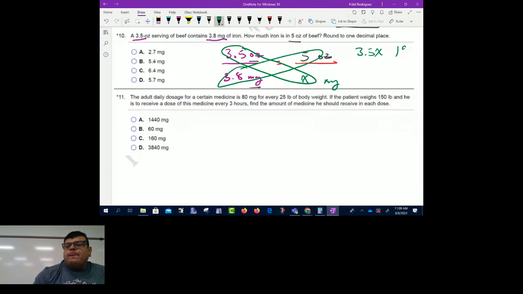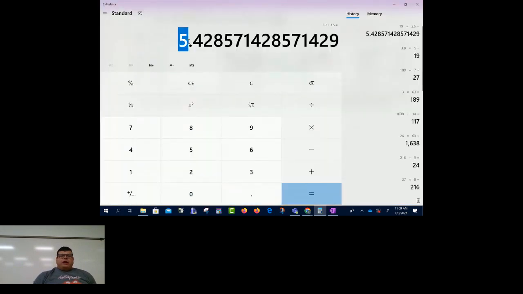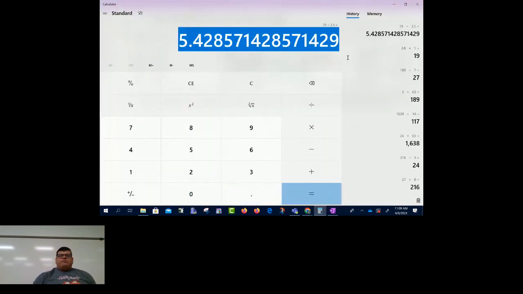Okay. Remember, y'all, we're always dividing by the number in front of the x, right? So let's take a look. 19 divided by 3.5. Y'all, look at the number I'm coming up with. Getting a lot of decimals here, right? 5.42 and all this kind of stuff, okay?